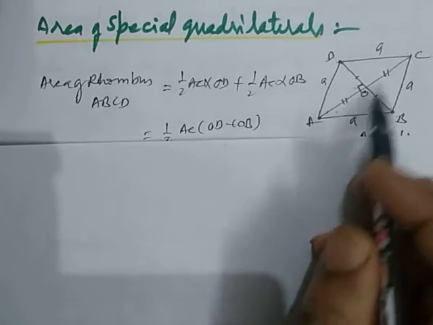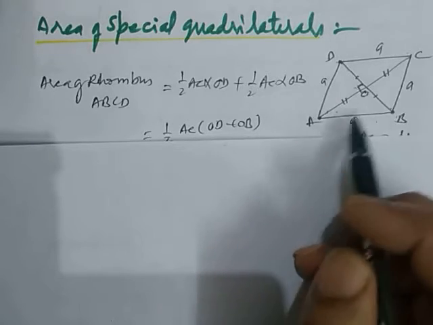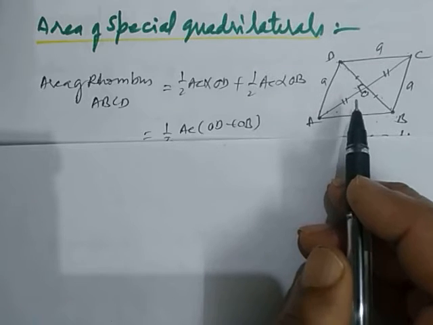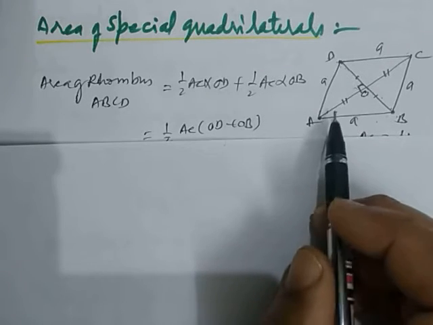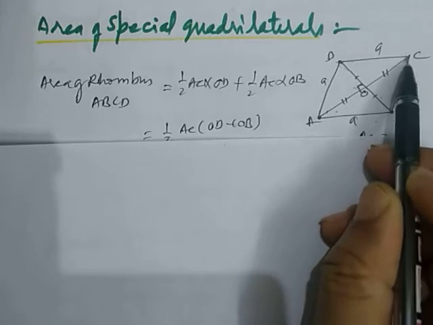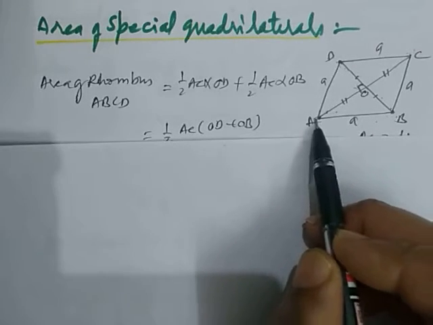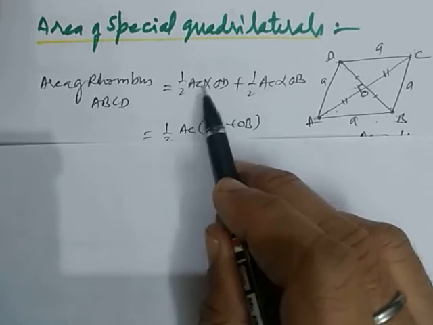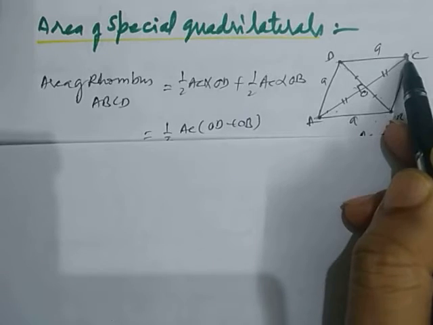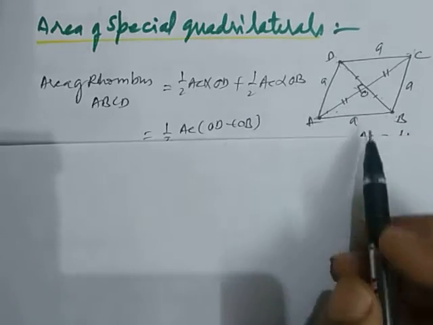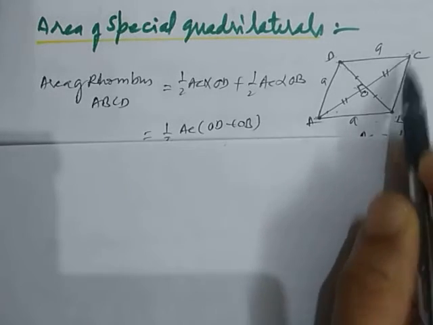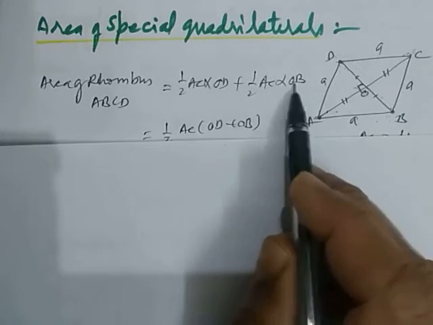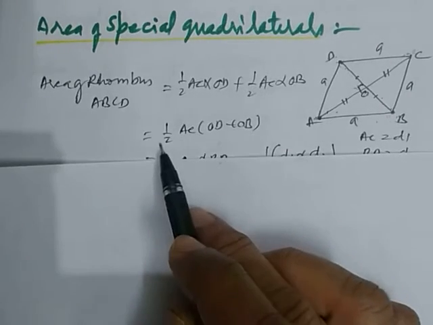Now we divide this into two triangles. So the area of the rhombus is the area of triangles ACD and ABC. The area of triangle ADC is half AC into OD. AC is the base and OD is the height. And for the area of ABC, AC is the base and OB is the height.